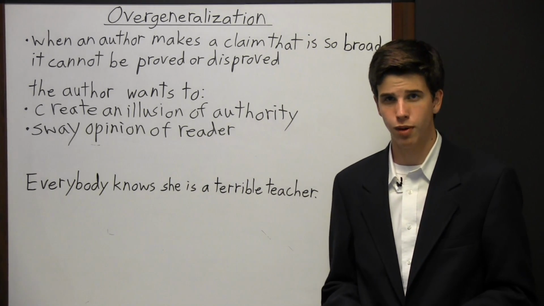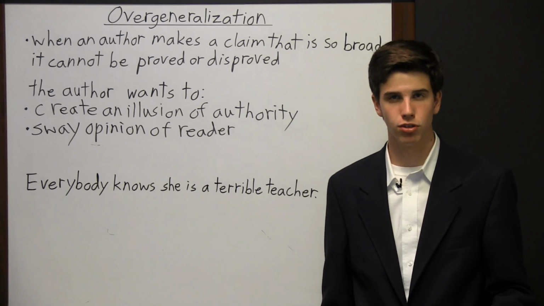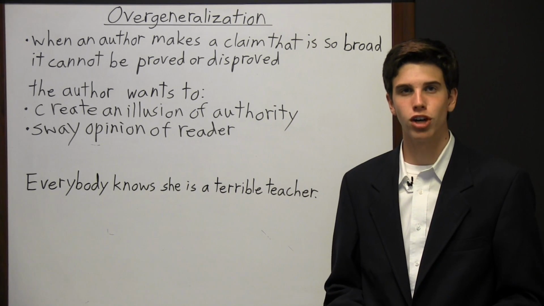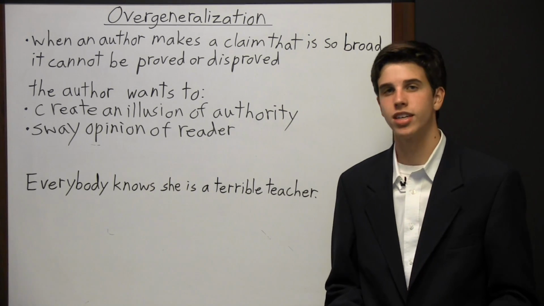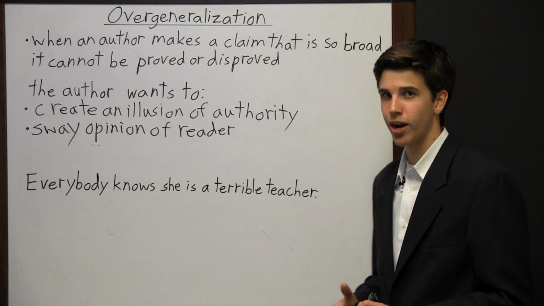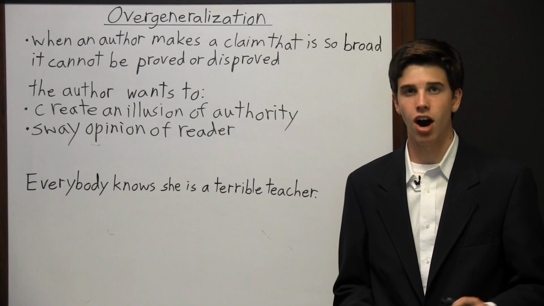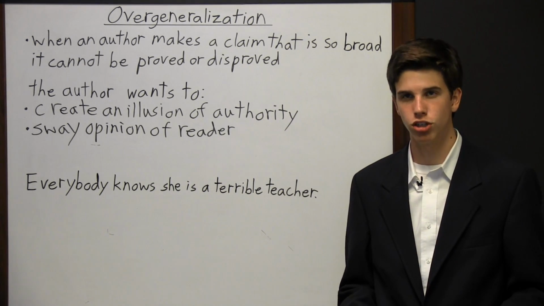Now, when a reader spots an overgeneralization like this one, they should become skeptical about the argument that is being made, because an author will often try to hide a weak or unsupported assertion behind authoritative language. So if you see a statement like this and you can recognize it as an overgeneralization, know that that means that the author is probably trying to hide a weak or unsupported assertion behind authoritative language.